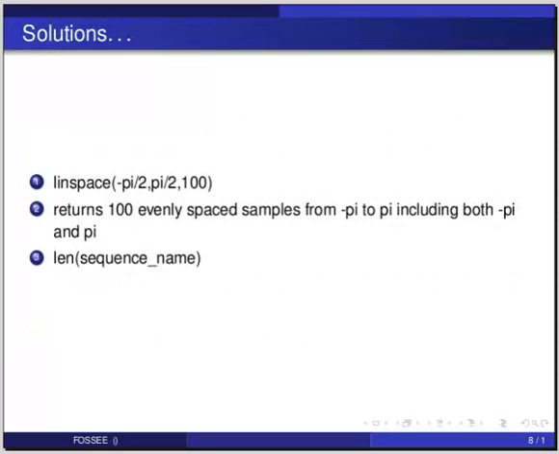And the answers are: 1. We use the command linspace within brackets minus pi by 2, pi by 2, 100 to create 100 equally spaced points between minus pi by 2 and pi by 2. Second one, we use the clf() function to clear a figure. Third one, len within brackets sequence_name is the function used to find out the length of a sequence.